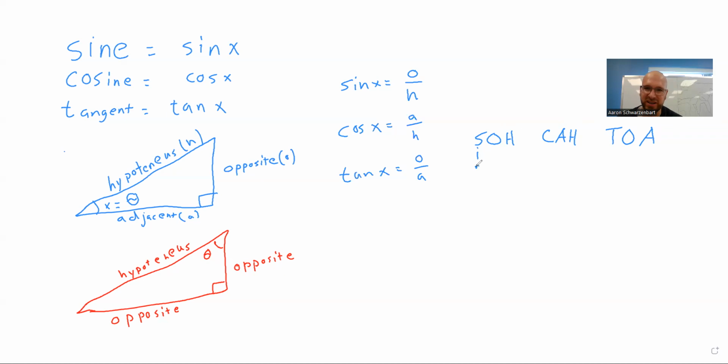SOH stands for sine equals opposite over hypotenuse. CAH stands for cosine equals adjacent over hypotenuse. And it must be equals. And TOA stands for tangent equals opposite over adjacent.